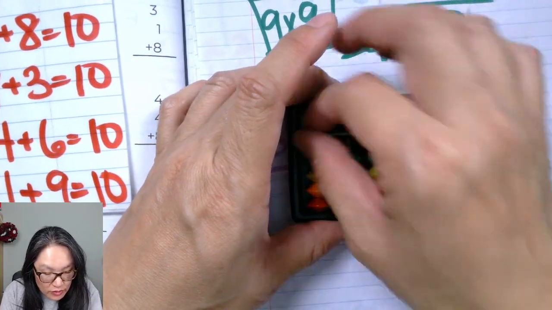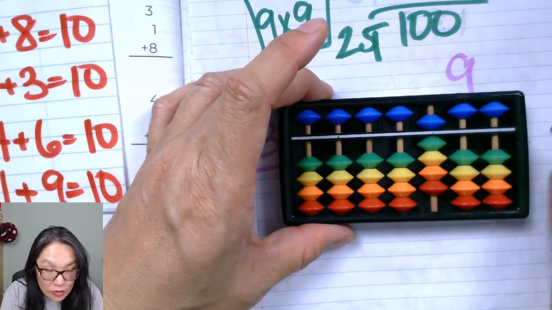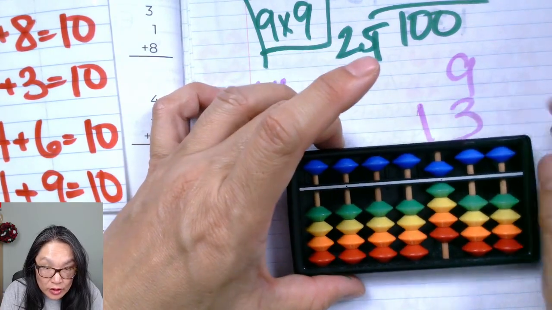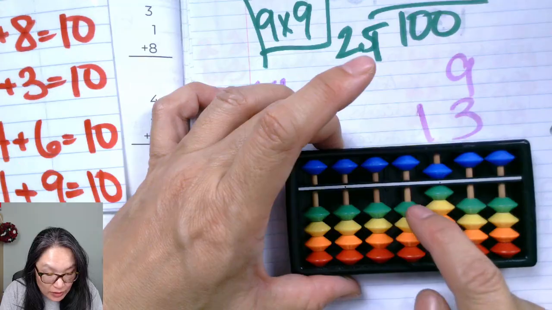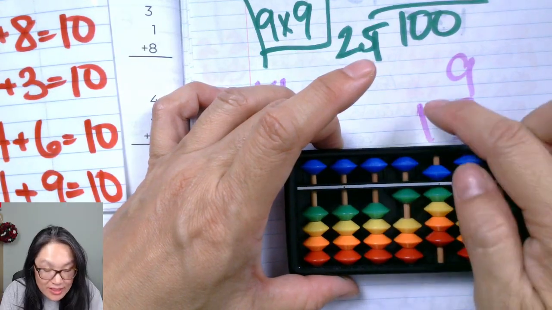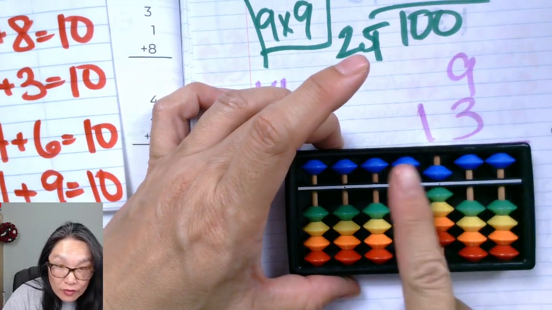So we're going to clear it. When we clear it, we do 9. We do 9 and then what are we going to do? We're going to do 1 and 3. We're going to add the 1 first. The reason why is because when we read the abacus, we go from left to right.